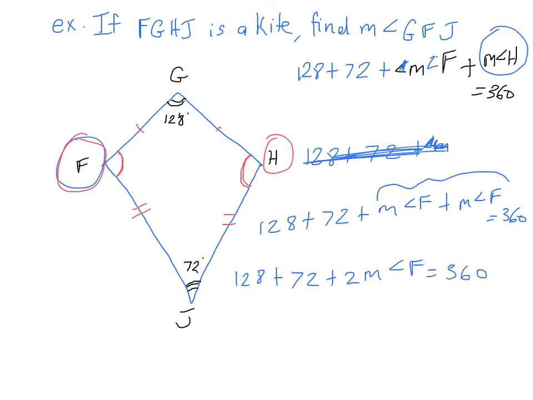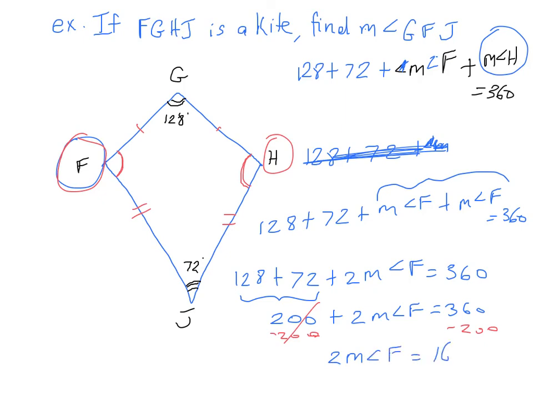Now we have to solve it algebraically. We know that when you add these two numbers up, you get 200 plus 2 times the measure of angle F gives us 360. Feel free to take 200 from both sides so we can get that alone. So we get that 2 times the measure of angle F is equal to 160. Now we can divide both sides by 2, and we get that the measure of angle F is equal to 80, and that's it.